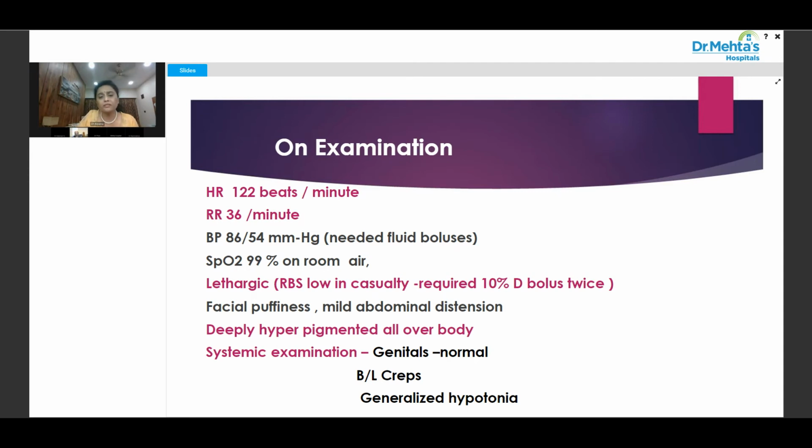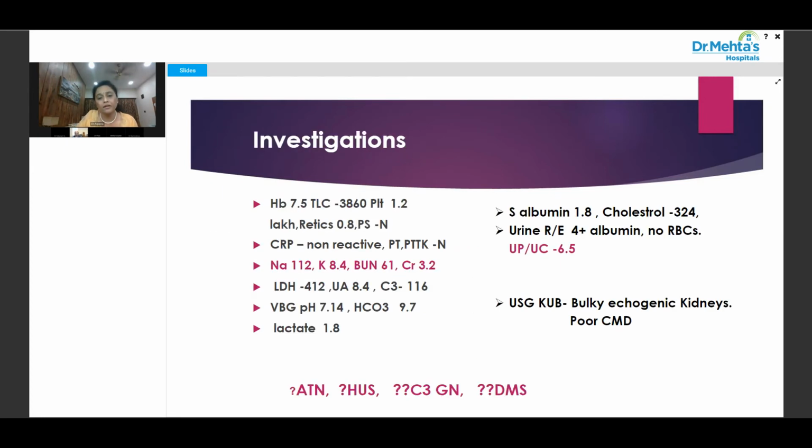There was generalized edema. She also had a deeply hyperpigmented body. Genitals were normal. She was fluid overloaded, and generalized hypotonia was also noticed. Her investigations showed pancytopenia. CRP was non-reactive. There was hyponatremia, hypokalemia, azotemia, and lactate was 1.8. She was acidotic. Biochemistry all this time was of a nephrotic syndrome. USG showed bulky kidneys with loss of CMD.